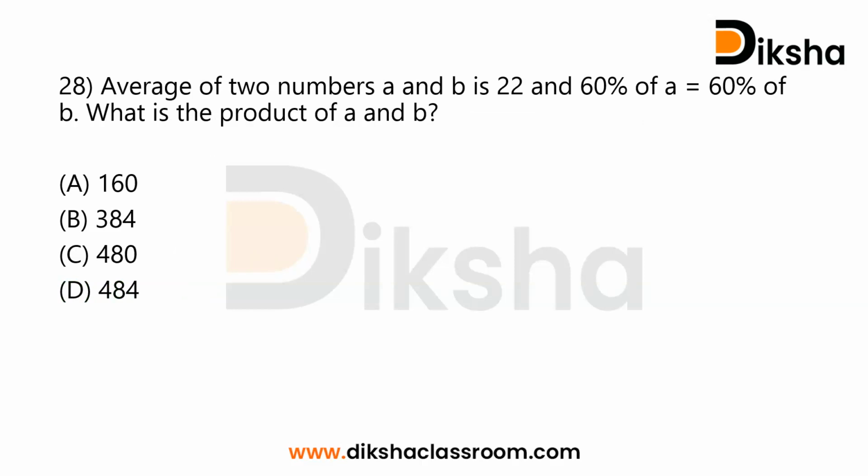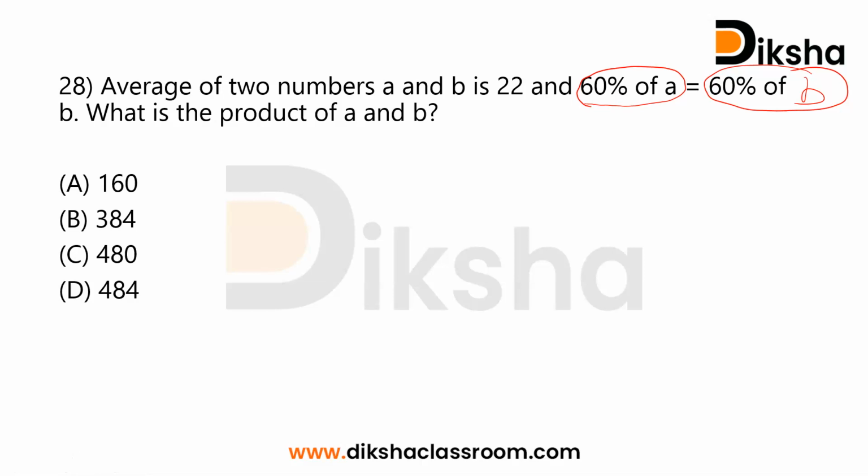It's a bit of an interesting question. The average of two numbers A and B is 22 and 60% of A equals 60% of B. What is the product of A and B? Here remember, the statement given is that 60% of A is equal to 60% of B. That's the main hint in this question.